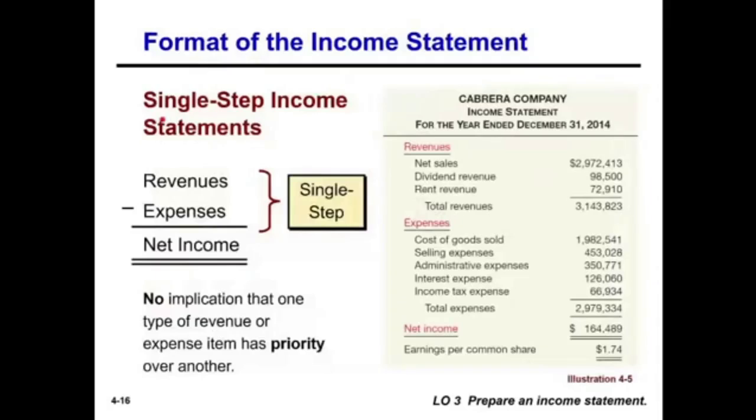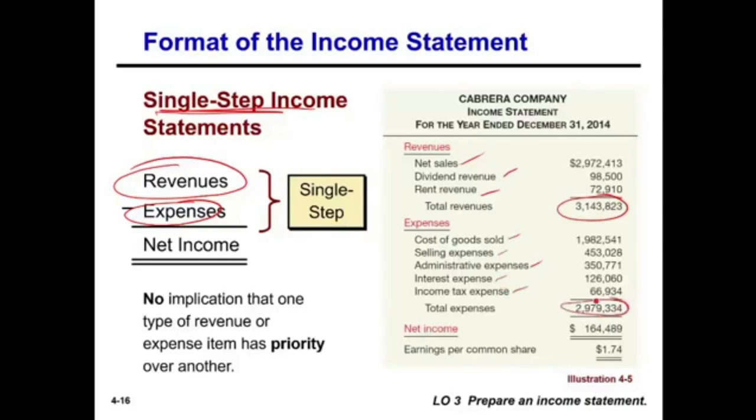Single step, this is the single step income statement. The single step income statement is basically, you will take all your revenues, not condensed, combined together, minus all your expenses put together. So notice this is a single step. All the revenues, sales, dividend, and rent, are combined together. Then all the expenses, cost of goods sold, selling, administrative, interest, income tax, all combined. So we emphasize one single figure for revenues, one single figure for expenses.